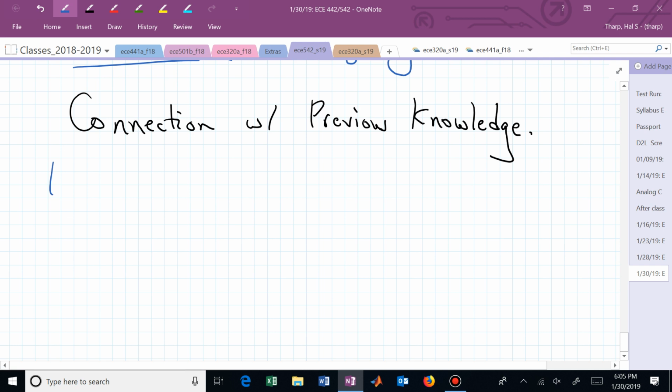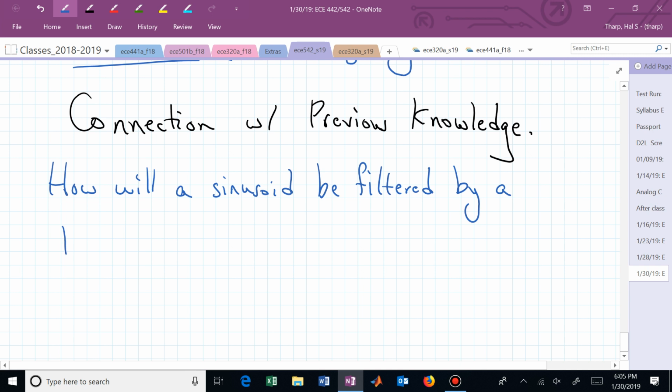But what I want to do now is, how will a sinusoid be filtered by a low-pass filter? So now if an interviewer asks you this question, and they say, okay, I have a low-pass filter and I want to pass this sinusoid through it, what's going to happen? Or how will a sinusoid be filtered by a low-pass filter?